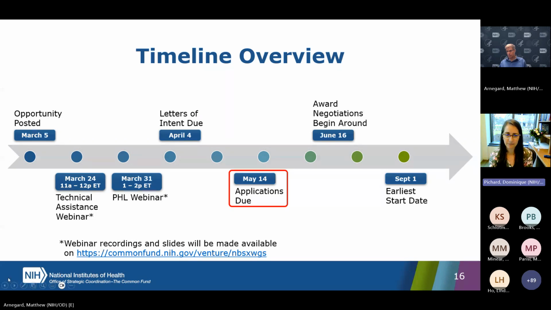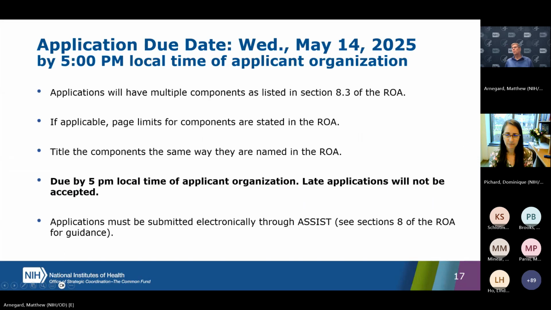Next slide, please. Full proposals are due Wednesday, May 14 by 5 p.m. local time of the applicant organization. Please note that late applications will not be accepted. Applications will consist of multiple components, and these components are listed in the ROA along with the page limits for the components and all other application requirements.